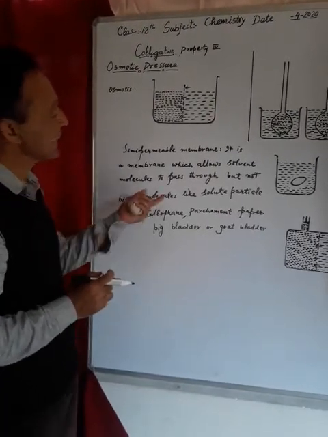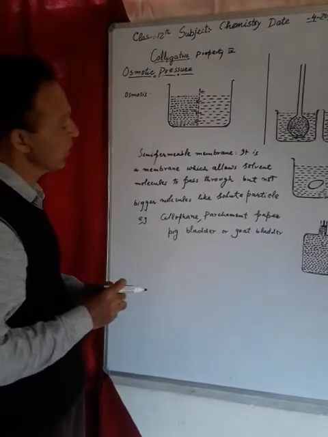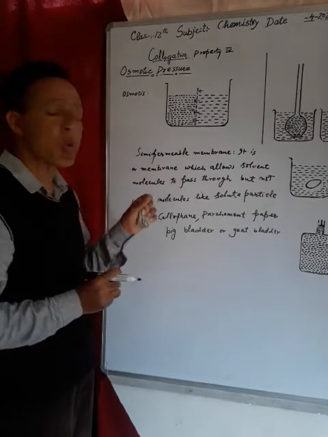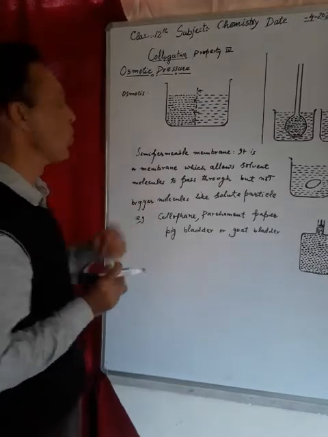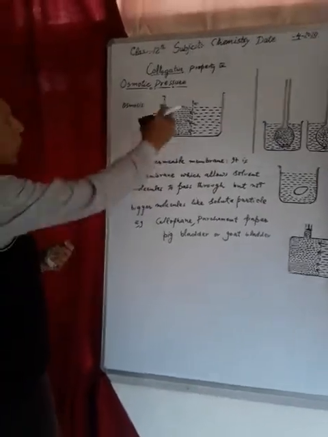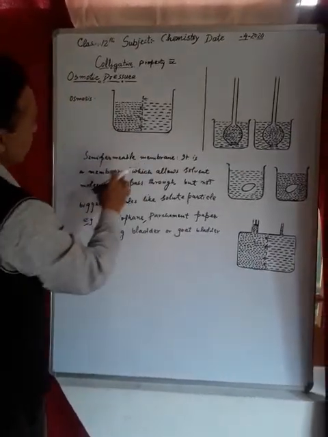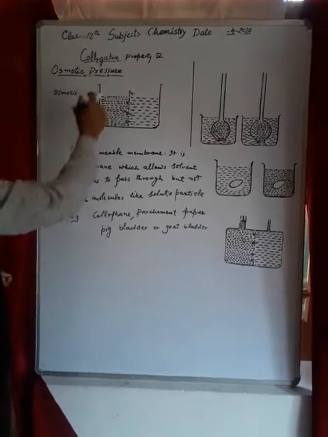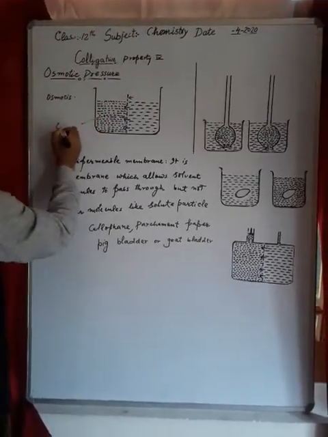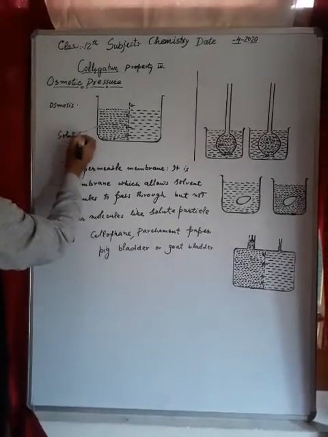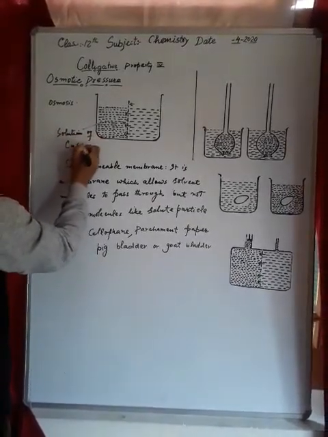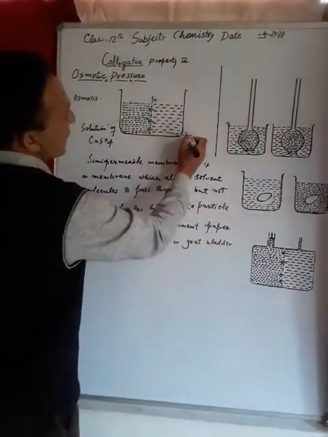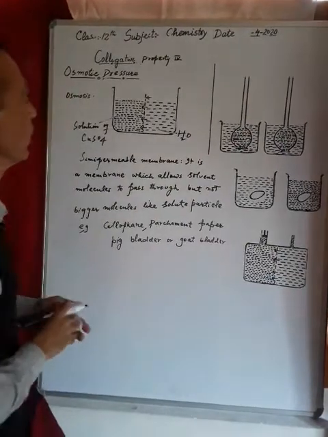These appear to be like thin sheets or films which possess submicroscopic pores or holes. Now we divide this beaker by this semi-permeable membrane into two compartments. In one compartment we will take a solution of copper sulfate, which is blue in color, and in another compartment we will take water, which is the solvent.